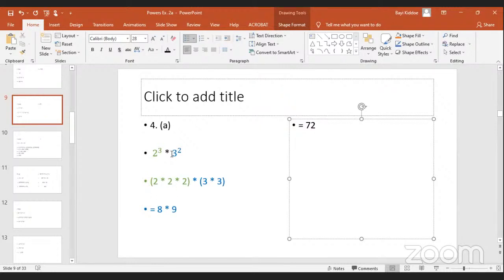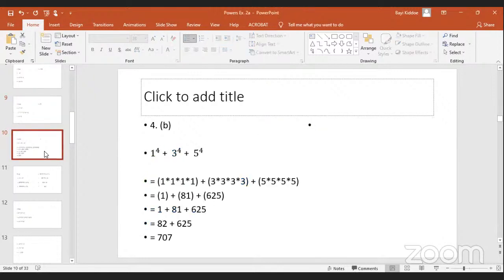We'll bring back down the multiplication sign in each step. And we also have 3 to the 2, which is 3 times itself 2 times. So 3 times 3, which is 9. 3 times 3 is 9. And we bring back down the multiplication sign. And then we say 8 times 9 gives you 72 as the answer. All right, good.